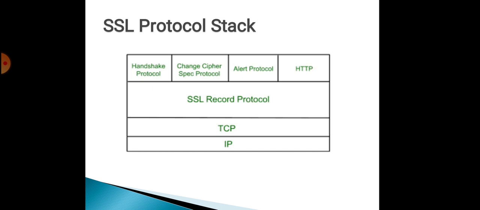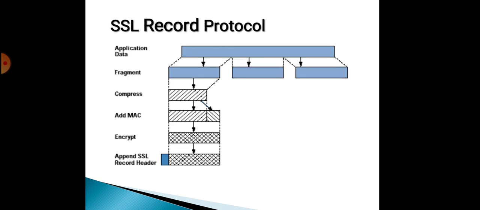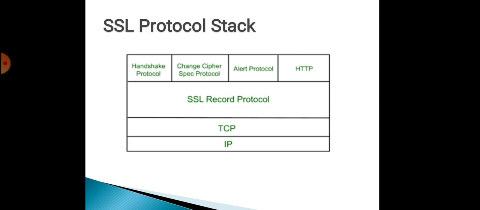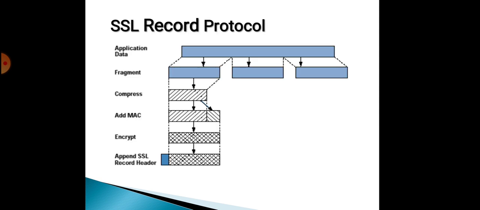SSL handshake protocol, SSL change cipher specification protocol. These are used for management of SSL. Then the SSL alert protocol, and we have already covered TCP and IP. Do you understand the SSL protocol stack? Okay, let's move on with the SSL record protocol.